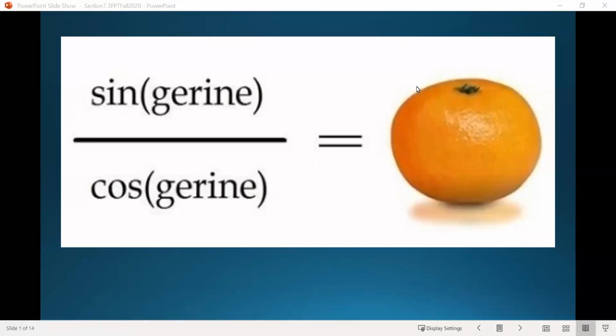All right, greetings everyone. Welcome to the first part of the video for section 7.3. And we're going to continue on our process of learning about some new identities and how to use them to both solve equations and find some exact values of different ratios.